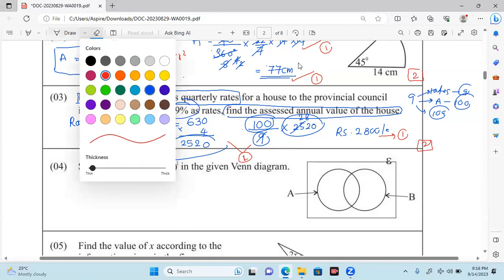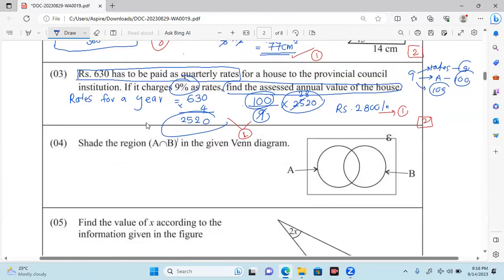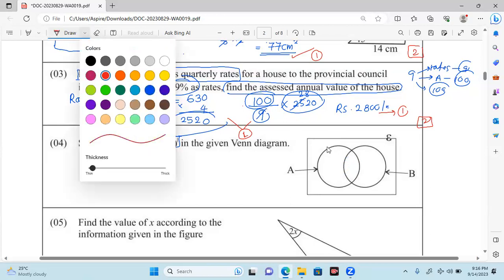Okay. In the previous question, as we found the area, it should be squared. Then the shaded region. Now, they asked to shade A intersection B dash. A intersection B dash means the complement of A intersection B. We know that A intersection B is what? It is here. Then everywhere except this part should be shaded.